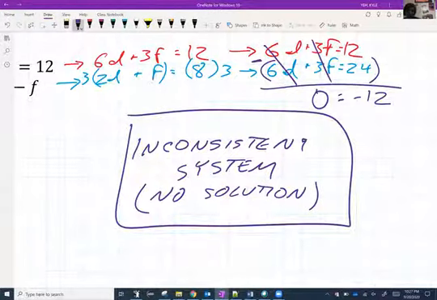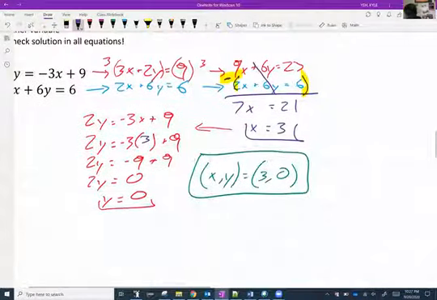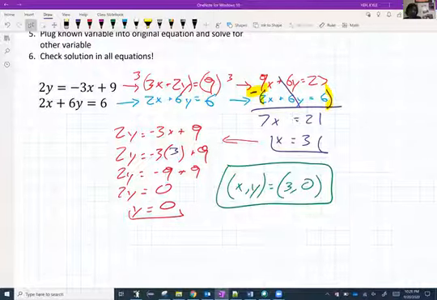So sometimes we'll get this. Sometimes we'll get 0 equals 0, a dependent solution. But most of the time, with the systems we'll be seeing, you will be able to find an answer. So it's important that you know both substitution and elimination. In some problems, one method is going to be way, way easier than the other. So it's valuable to be versatile and be able to approach problems in either way.